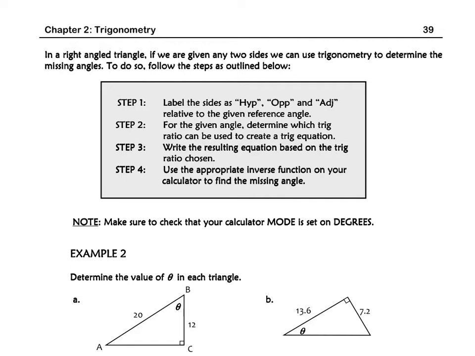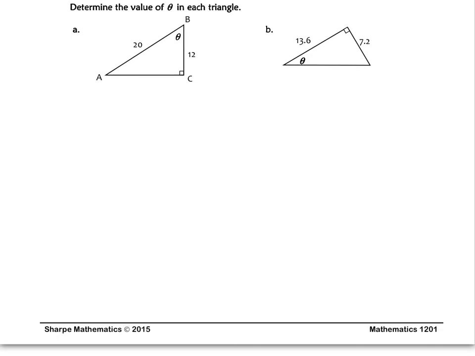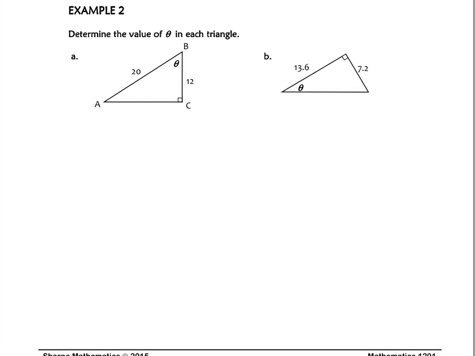And the next step would be then to set up the proper trig equation, and if you're looking for the angle, you would end up using your inverse trig to find the missing angle. So we'll take a look at the first couple of examples here. Just keep in mind our SOH CAH TOA to help us decide which trig ratio we're going to use. So in the first example, theta is the angle we're looking for, and in reference to theta, 12 is the adjacent side and 20 is the hypotenuse.